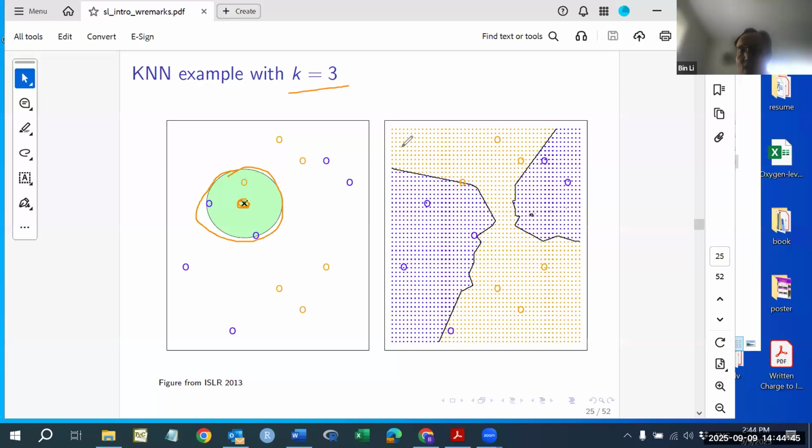Okay, so if we set K to 3 in this data set, you can see this is the underlying boundaries for the 3 nearest neighbor results. So for each dot, we find the 3 nearest neighbors and then do the majority vote. Okay, so you can see it's that.